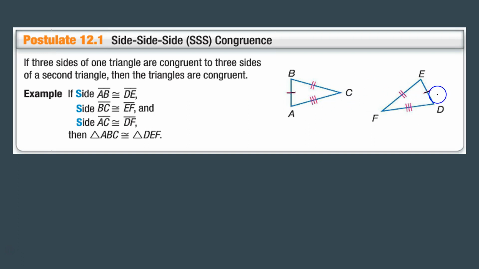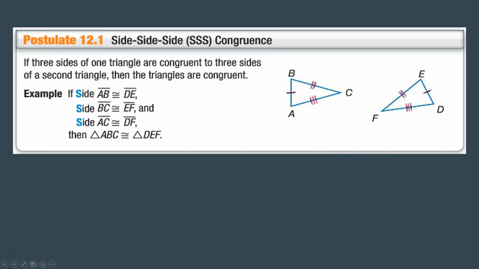That's showing congruency. Then we also know that side BC is congruent to side EF, and EF is right here. And our other side, AC, has three tally marks, and that is congruent to the other side, DF, which is our only other side left. That's perfect.